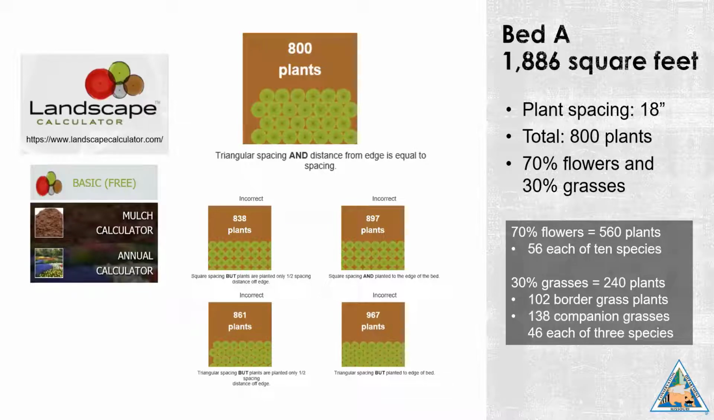So you plug in the square footage of your bed, you plug in your spacing, in this case it was 18 inches, and then that top graphic on the slide shows you that at a triangular spacing, I would need to order 800 plants to fill my beds.